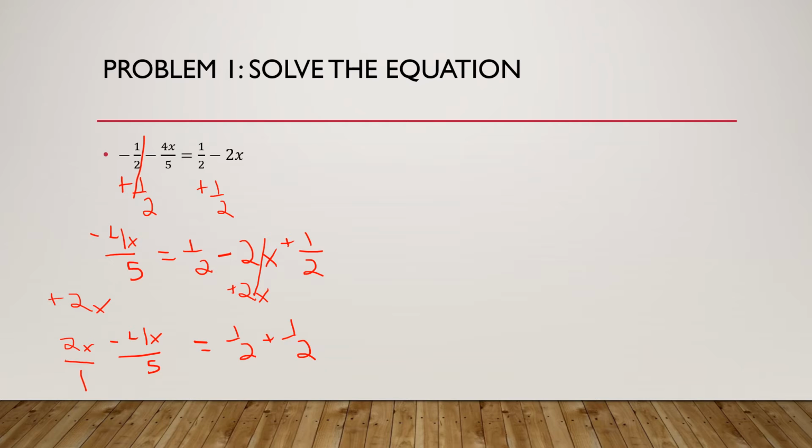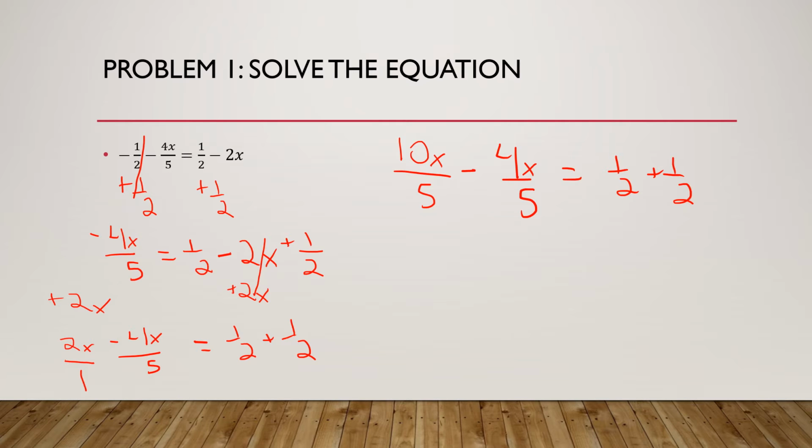So our 2x times 5 is going to give us 10x. Our 1 times 5 is going to give us 5 minus 4x over 5 equals 1/2 plus 1/2. So you see what I did there? I multiplied 5 by 2x, which gave me 10x. I multiplied 5 by 1, which gave me 5. And by doing so, we have a common denominator. We both have 5 as our denominator.